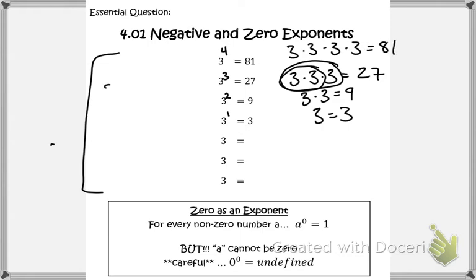Remember that this is not 3 times 4. This is not 12, so do not do that. It is not 3 times 4. It's 3 times 3 times 3 times 3, a total of 4 times.